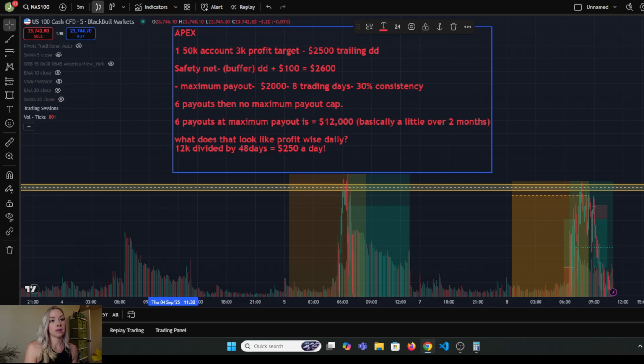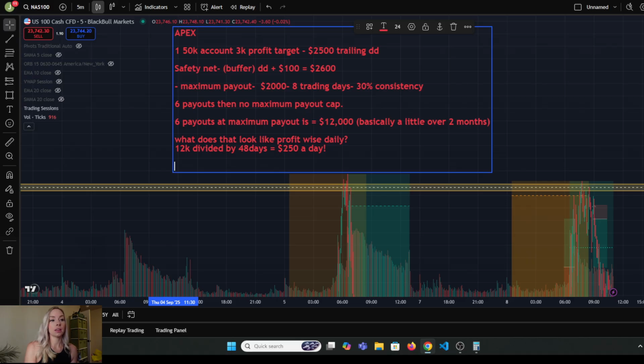So 6 payouts at the maximum payout is $12,000. So in a little over 2 months, you could essentially make $12,000. What does that look like, though? How do you get there? What makes sense for that? We know we have to have over $50. We know that we have to have 8 trading days to even get the payout. We know that we have to stay in a consistency rule. How does that look, right?